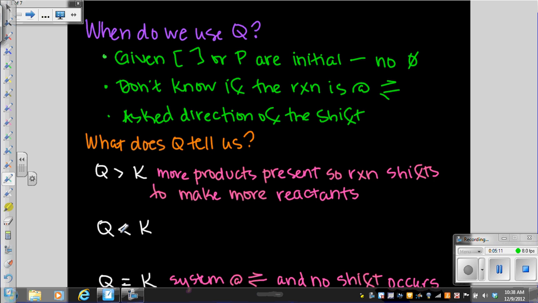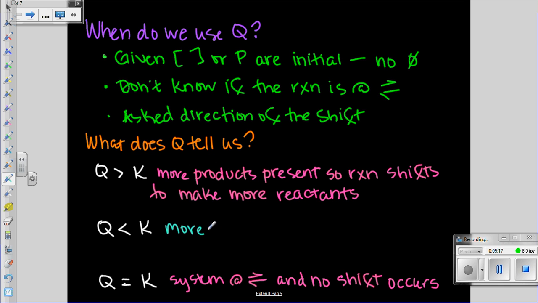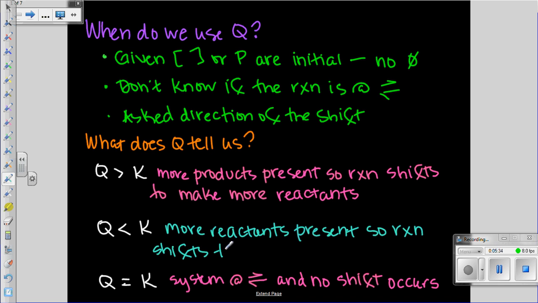If Q is less than K, that means that we're denominator heavy, so we have more reactants. The concentration or pressures of the reactants is greater. And so what will happen is that the reaction is going to shift to make more products.